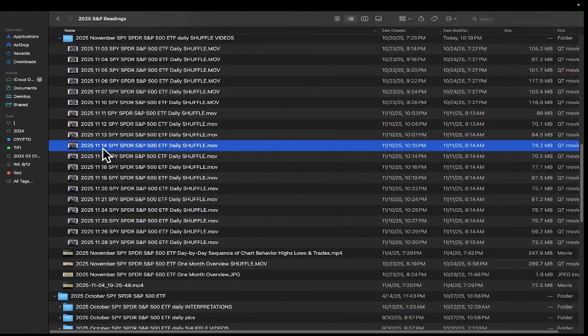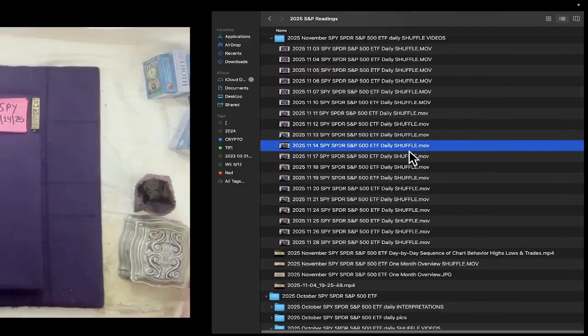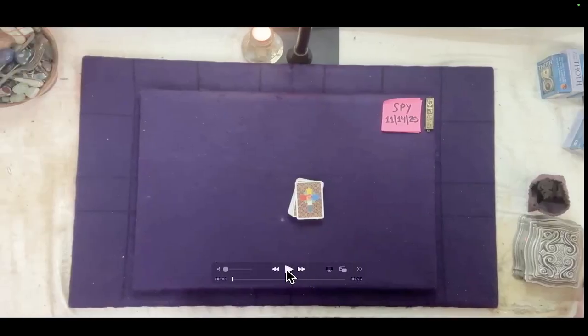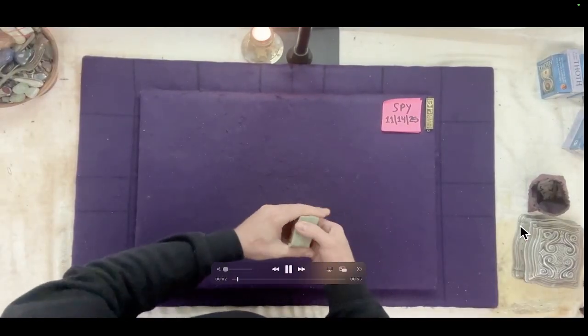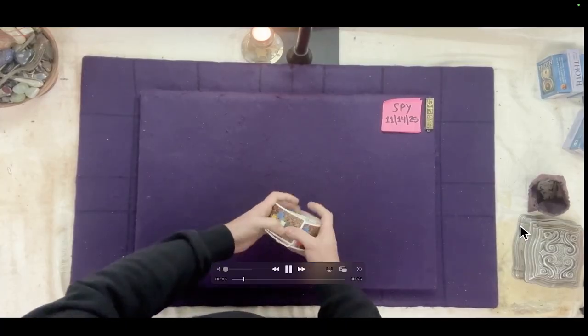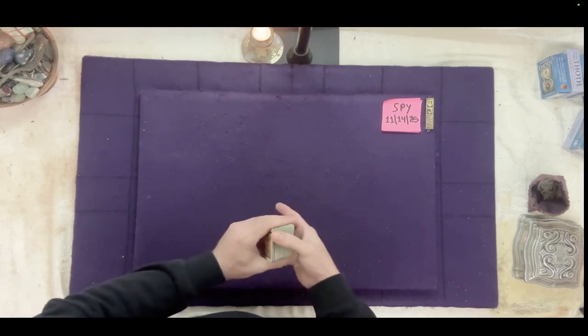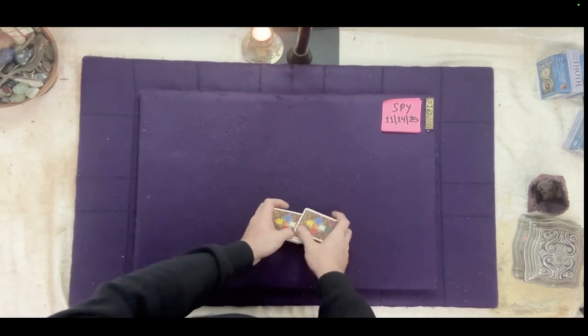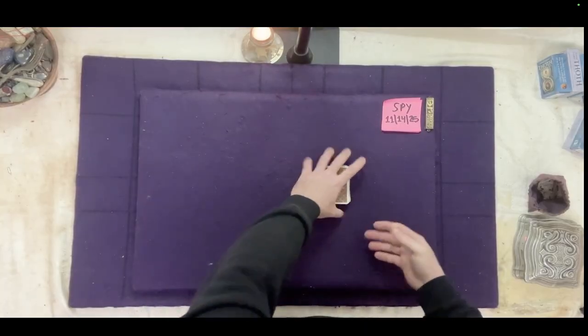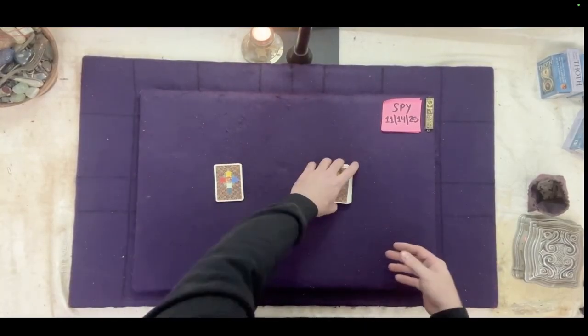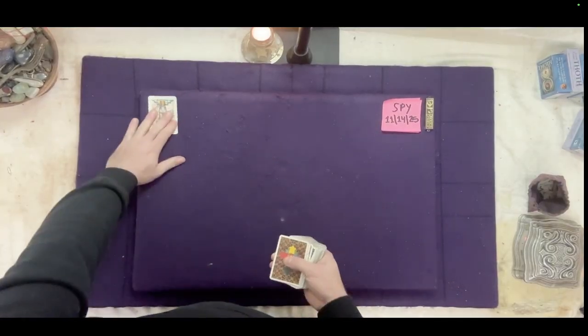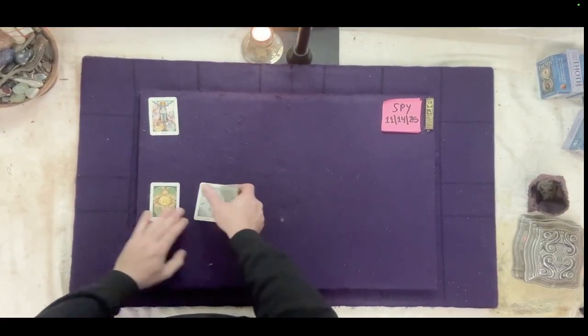And the shuffle video for the November 14th reading was created on November 10th, 2025 at 10:10 p.m. Eastern Time. That's this video playing for you here. So if you're new to the channel, what this video will cover is the overall trend direction and chart behavior for SPY throughout the 14th. We're going to give you an hour by hour sequence of chart events, as well as any good trades that we see clearly.